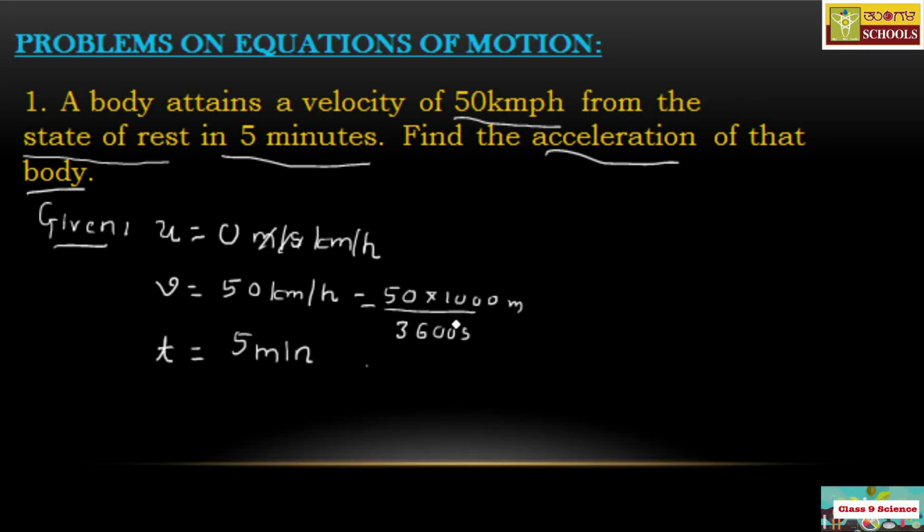So you can just cancel these zeros. So by that you can write 500 divided by 36 and go on solving this. That much meter per second you are getting. And for t, what you have to do? 5 minutes. So 1 minute has 60 seconds, therefore 5 into 60, that is equal to 300 seconds.